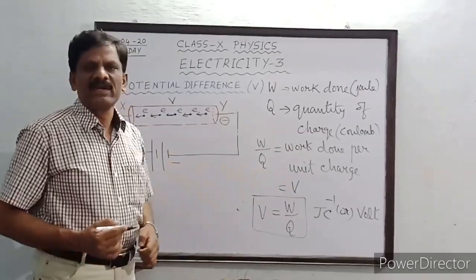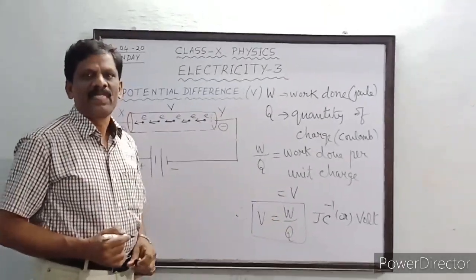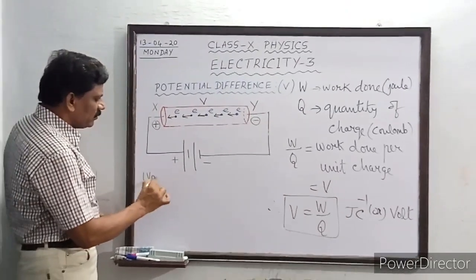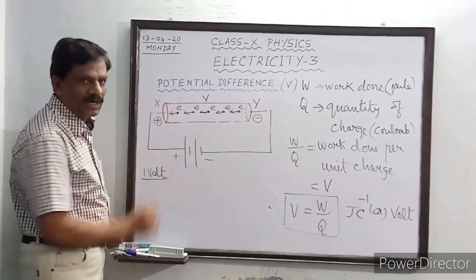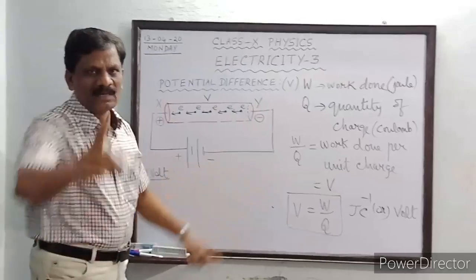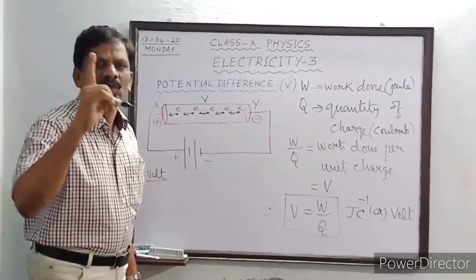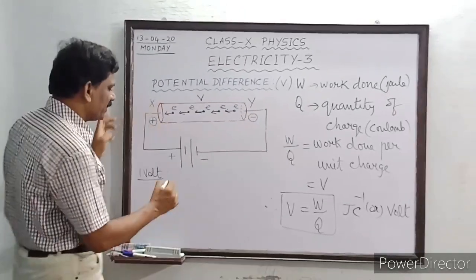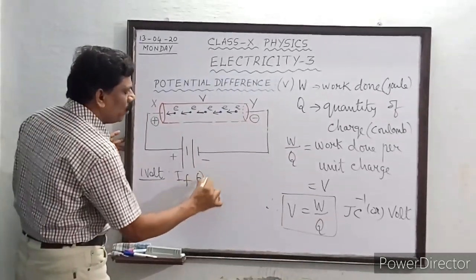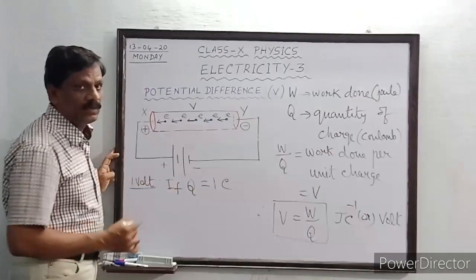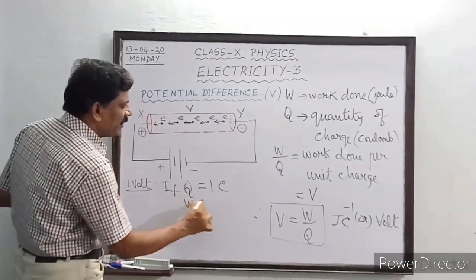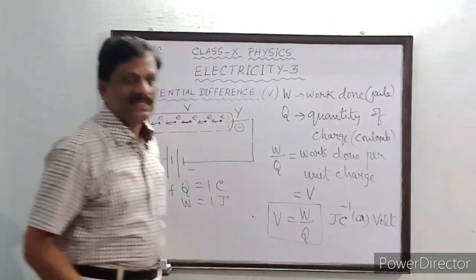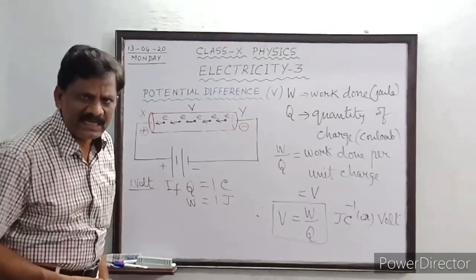So we have got another definition from this expression. Yes, we are going to define 1 volt. We got the definition for 1 volt from this expression. Suppose 1 coulomb of charge is transferred from this lower potential to the higher potential. That is, if Q is equal to 1 coulomb, and in this process, suppose 1 joule of work is done, then what should be the value of V?